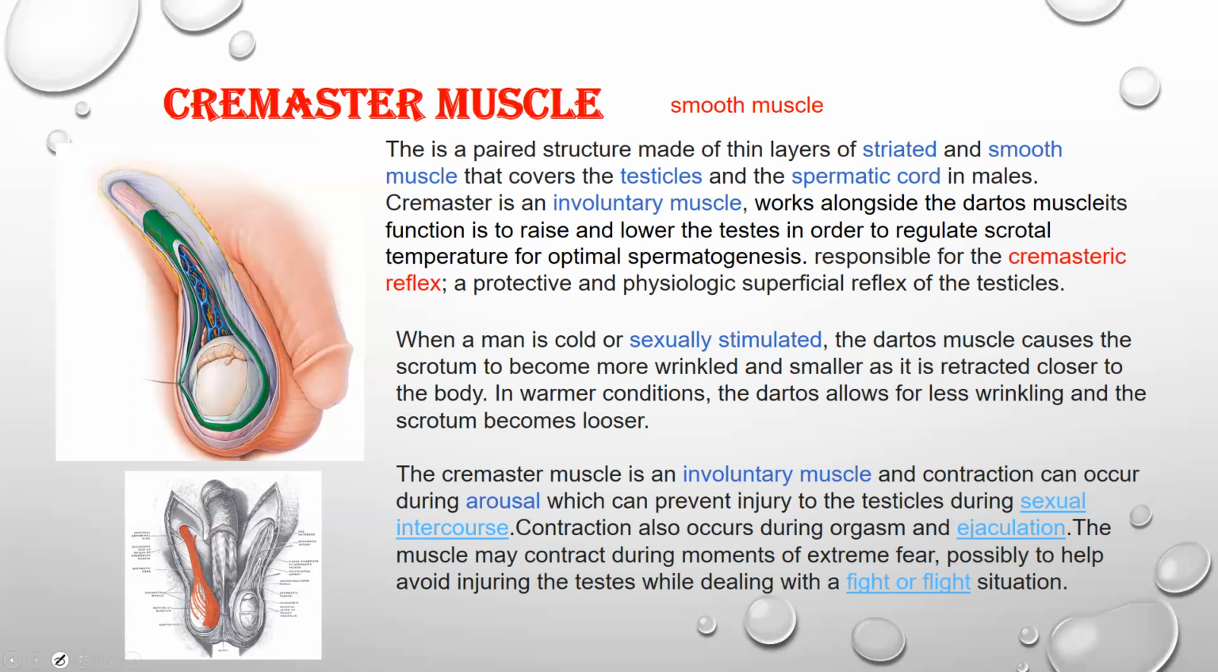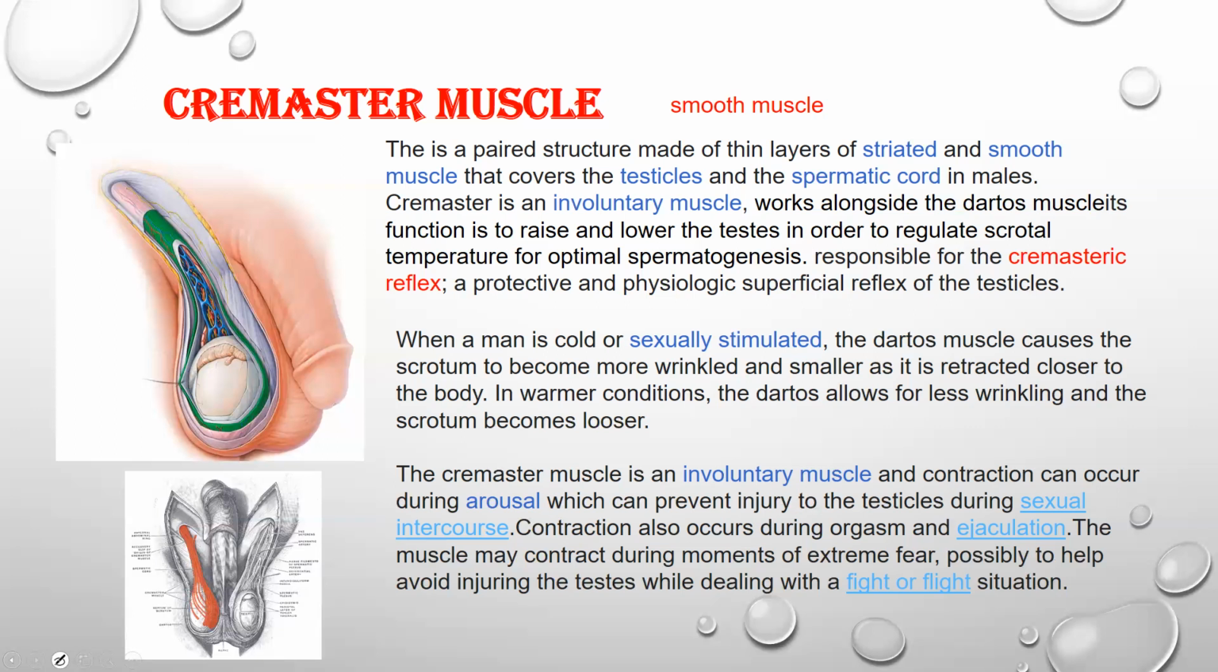The male has two testes, and each testis is covered with the cremaster muscle. It is a smooth muscle. This is a paired structure made of a thin layer of striated and smooth muscle that covers the testes and the spermatic cord in the male. The cremaster is an involuntary muscle. We cannot do anything with it.